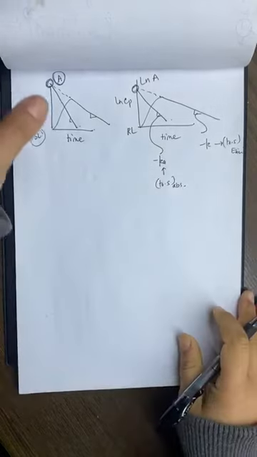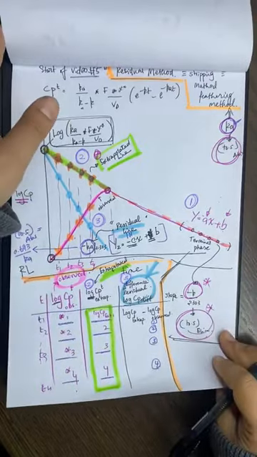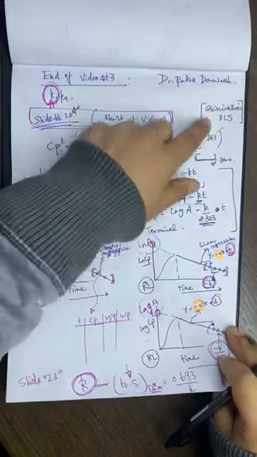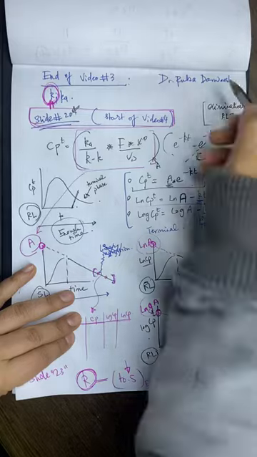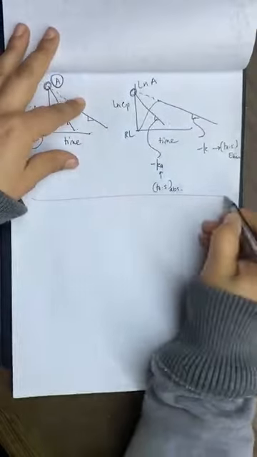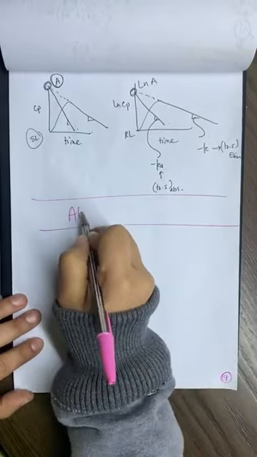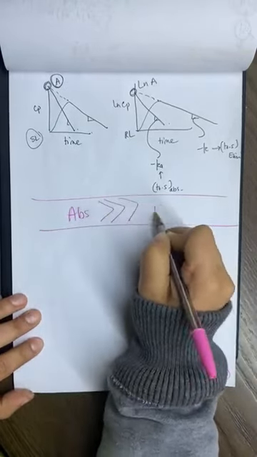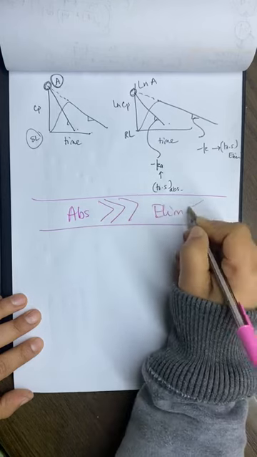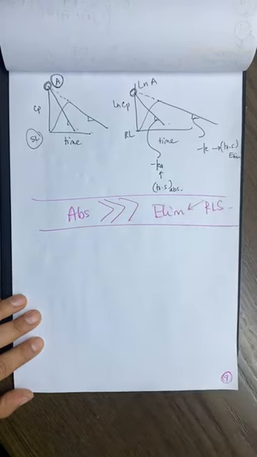Again, this is under the assumption that the elimination is my rate limiting step. So again, as I mentioned earlier, the absorption is faster than the elimination. So my elimination is the rate limiting step. Okay.